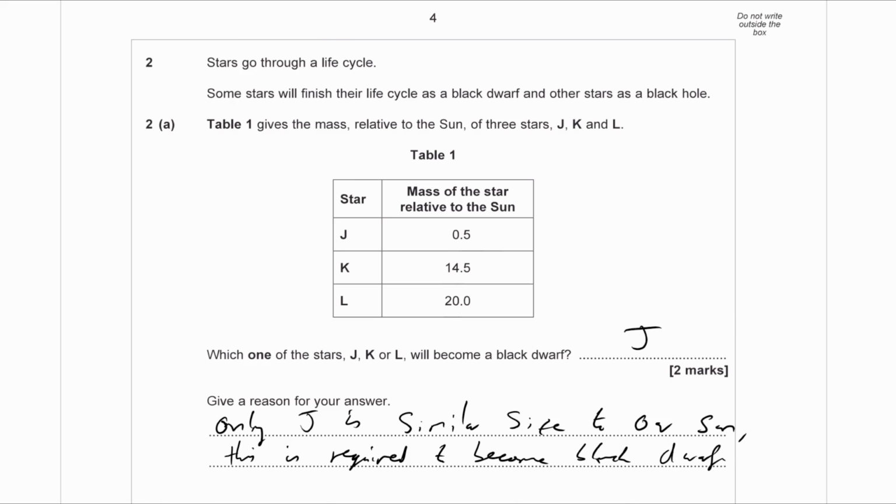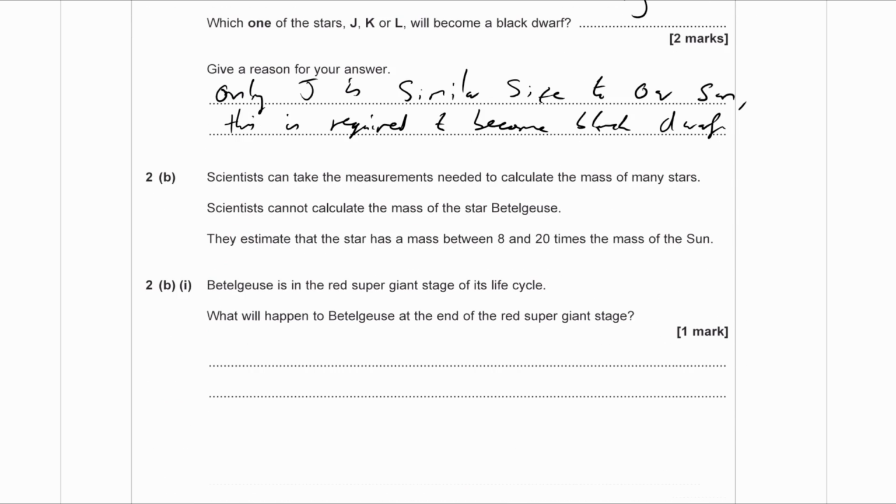Alright, let's carry on. So 2b. Scientists can take measurements needed to calculate the mass of many stars. Scientists cannot calculate the mass of the star. Now, I'm going to struggle to pronounce this. Betelgeuse. That's probably completely wrong. They estimate that the star has a mass between 8 and 20 times the mass of the Sun. Right, now this star, not going to pronounce it again, is in the red supergiant stage of its life cycle. Right, this is important, the red supergiant stage. What will happen to the star at the end of the red supergiant stage?